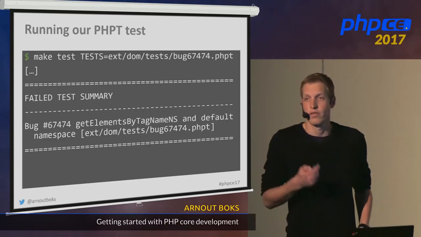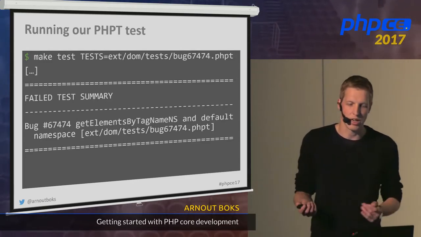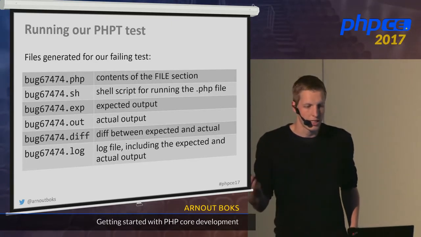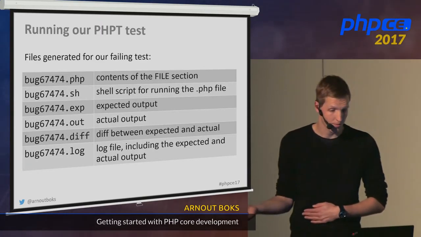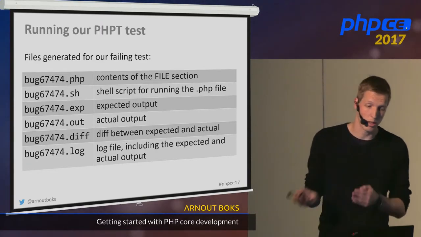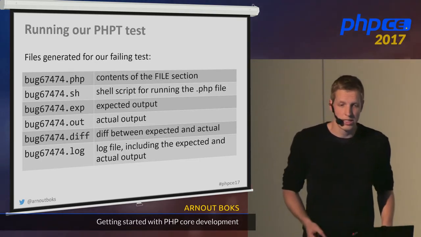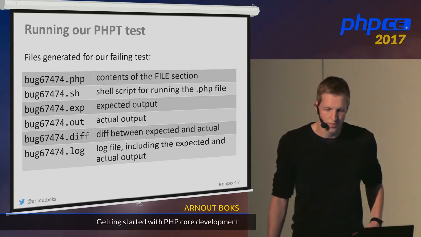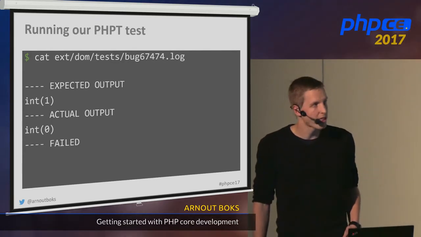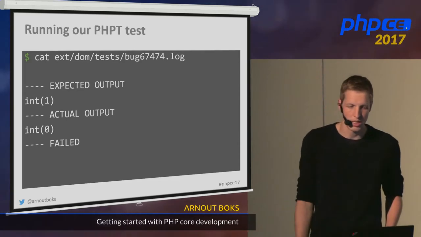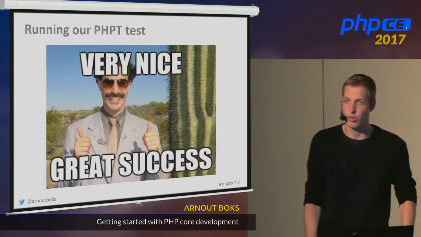For this failing test, for every failing test, a number of output files are generated by the PHP test runner. There's a PHP file, which is actually just a PHP script with the contents of the file section. There's a shell script to execute that. There's a file with the expected output and a file with the actual output. And there's a diff file between the two. And there's a log file, which actually includes information out of all the other files. So if we were to show the log output for our failing test, we would get that the expected output is 1 and the actual output is 0, exactly the bug we're trying to fix. So in this case, our failing test means a great success.